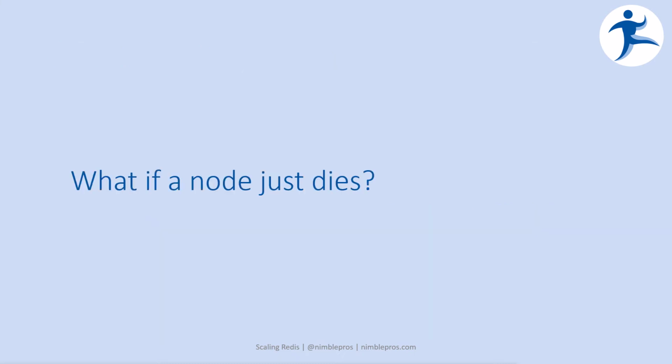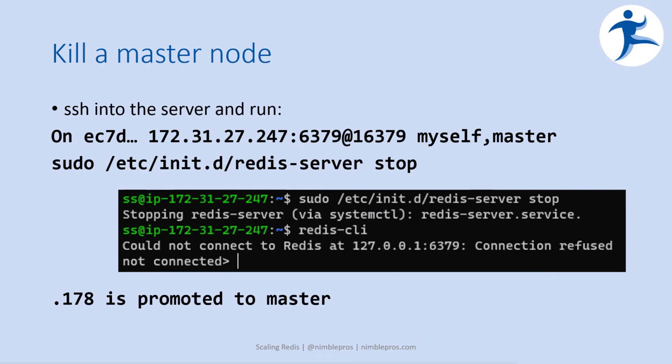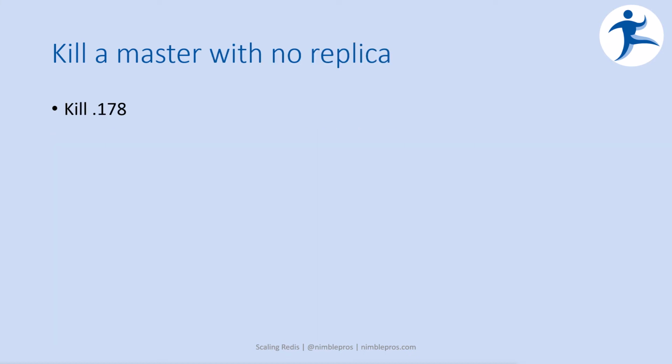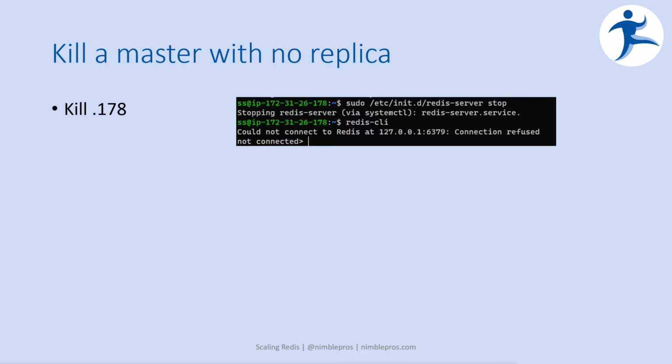Now, what if a node just dies? If you're worrying about having a cluster with replicas, you've probably considered the possibility of what happens when a service fails. It's worth testing this out to see what happens. You can kill a master node by simply stopping it from the command line. If it has a replica, that replica should then be promoted to master, and the cluster will remain healthy. However, if you then turn around and kill the new master while no replica exists, the cluster will fail. Any attempt to communicate with it will be refused.